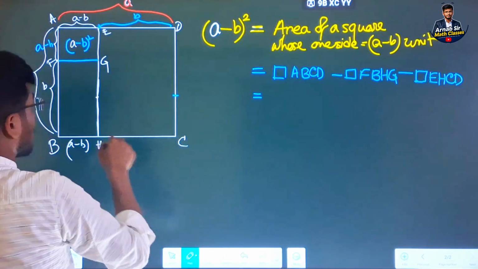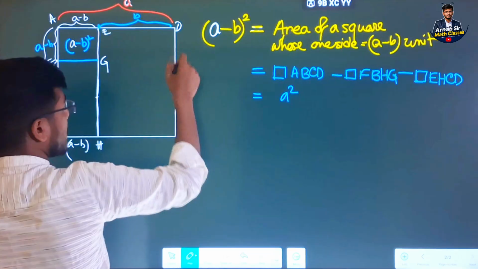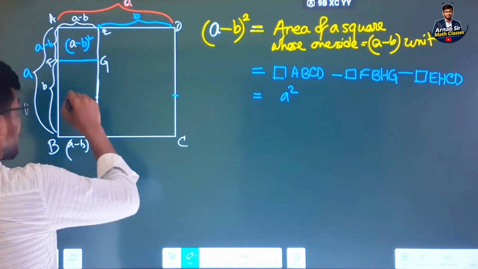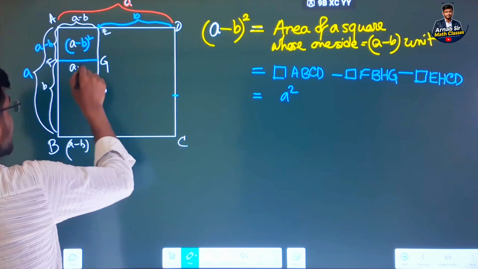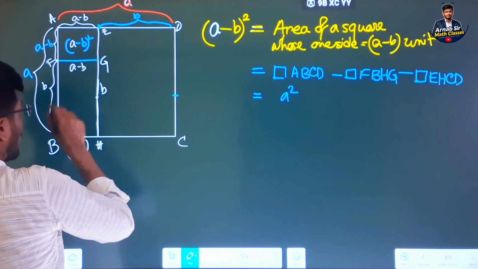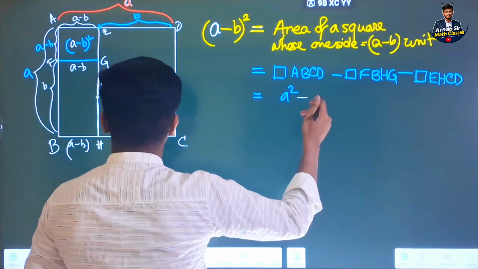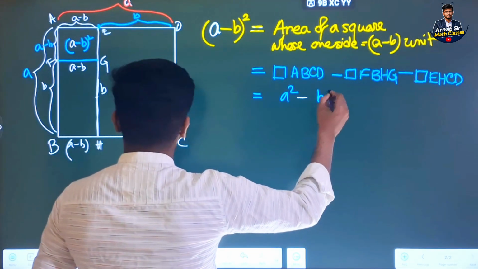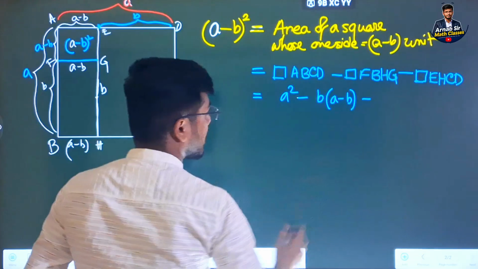What is the value of the total area? It is A square, because the side is obviously A. Clear? What is the value of this portion? This is B, and this is A minus B. What is the area of this rectangle? The length is B, and the breadth is A minus B. Clear? What is the next one?